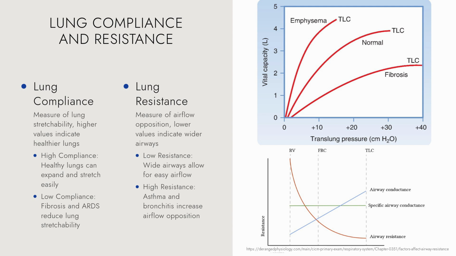In critical care, low compliance may need higher PEEP, while high resistance calls for bronchodilators. These properties directly influence ventilator adjustments to balance oxygenation and lung protection, avoiding overdistension or collapse.